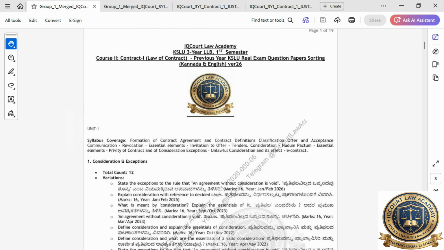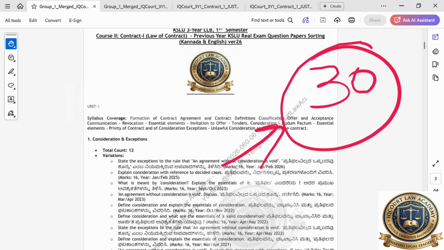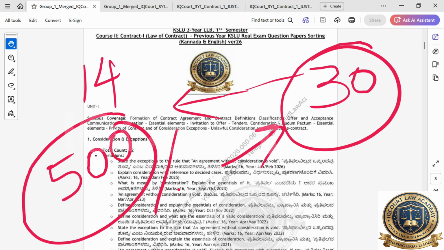Let us reveal the first important question of Contract 1, Law of Contract of KSLU 3LB program, first semester. We have studied more than 30 question papers to prepare these important questions and to provide them in our IQCourt premium high quality study materials. Even if you take 10 to 14 questions in a question paper, we have studied more than 500 questions per subject.